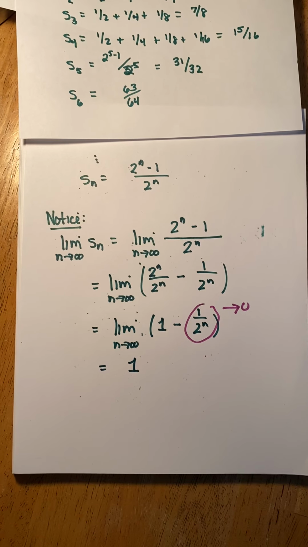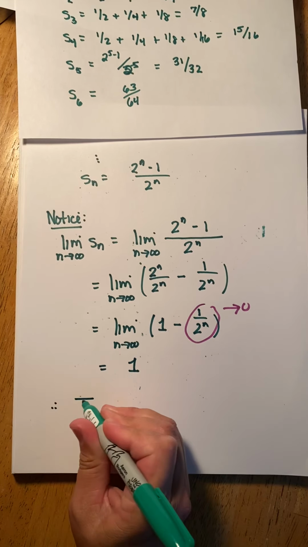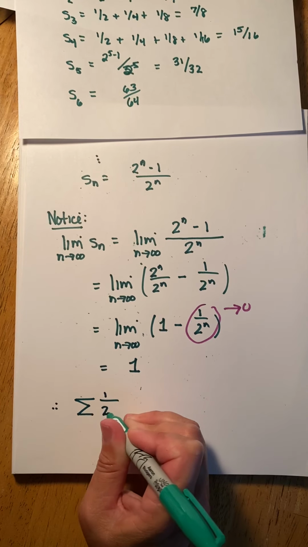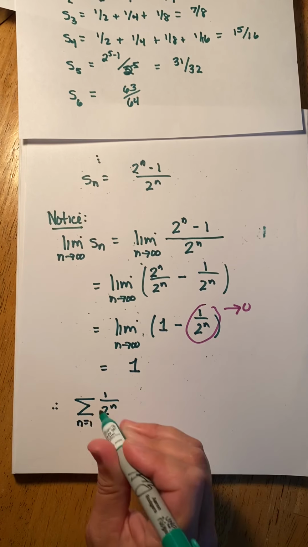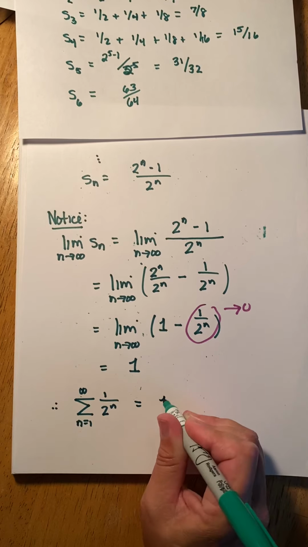So the limit of the partial sums for the series 1 over 2 to the n is 1. Therefore, we conclude that the infinite sum of 1 over 2 to the n, n equals 1 to infinity, is 1.